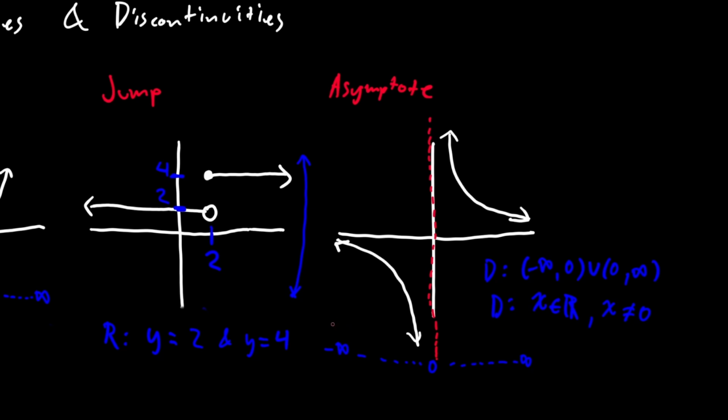For this graph, the range is similar. We're going from -infinity, going from down to up. There's also an asymptote here horizontally. So we're going from -infinity, going up, we're stopping at 0, then we're going to continue going up to +infinity. So the range is the same: -infinity to 0, union, 0 to +infinity.